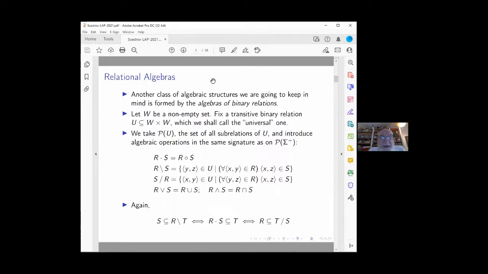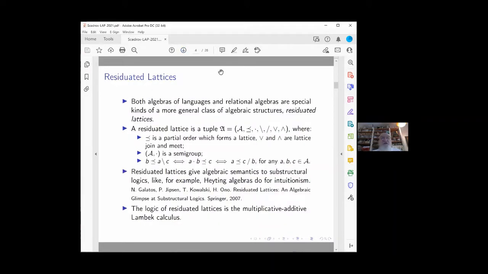R under S is all those pairs Y, Z in U such that for every pair X, Y related by R, the pair X, Z is related by S. The right division is defined similarly. And again, there are the ordinary operations of union and intersection. And again, there's the same interesting relationship that S is a subset of R under T if and only if R composed with S is a subset of T, if and only if R is a subset of T over S. Now, these are only two examples of a general algebraic structure called a residuated lattice.